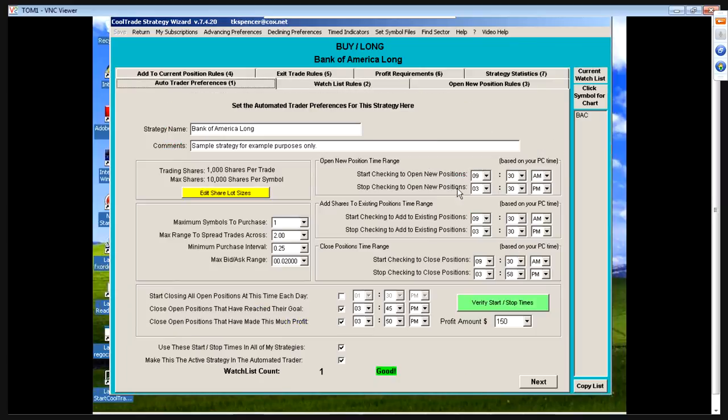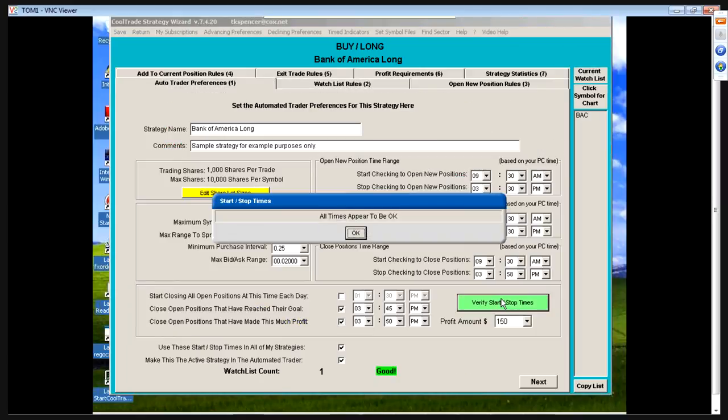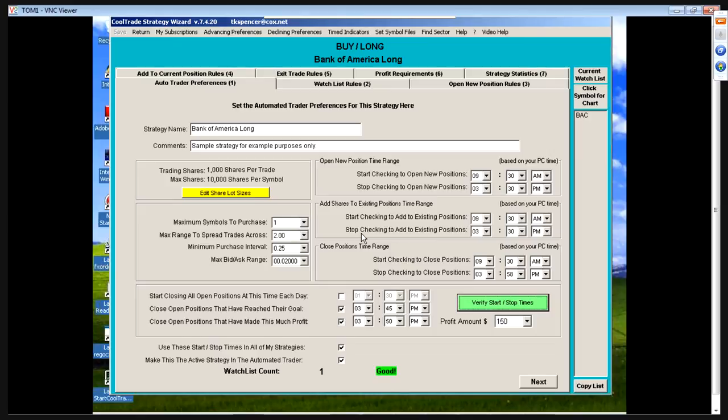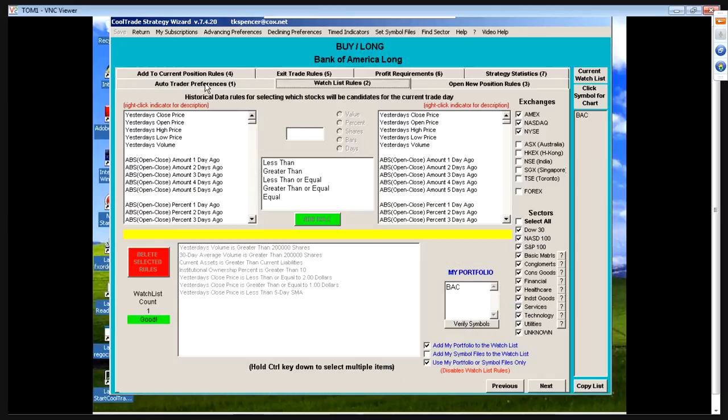Wait, go back to tab 1 real fast. Okay. See that verify start stop times? You've got to click that. If you ever want to check your times just to make sure that they're all correct, you can click that button, and it's going to show you all times appear to be okay, or it will tell you which times are off, and you just need to adjust them. Right, because sometimes there's overlap when we're dealing with international times and everything, the AMs and the PMs. When you're typing in the times, you may have accidentally left AM on the open and AM on the close. That little check there will tell you that, hey, that time is not right.